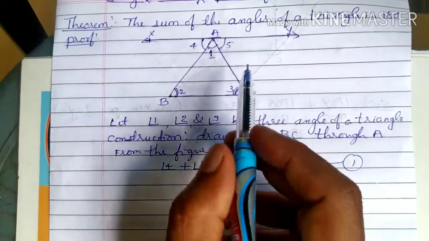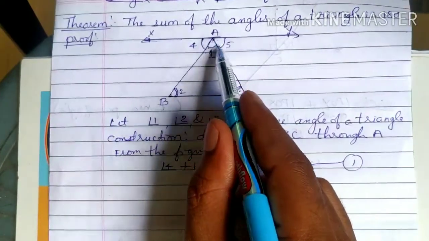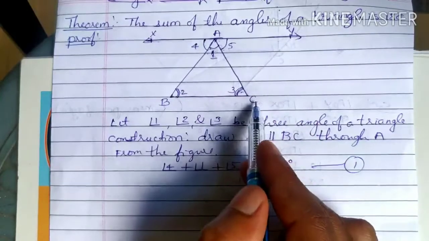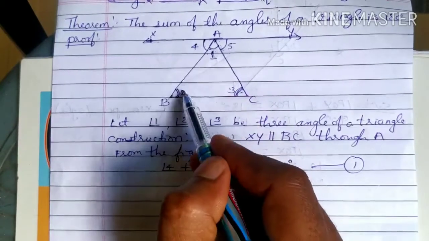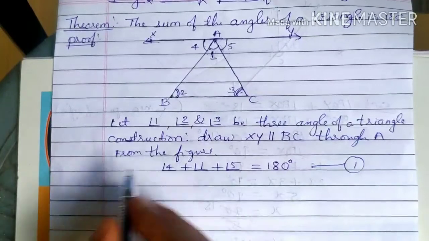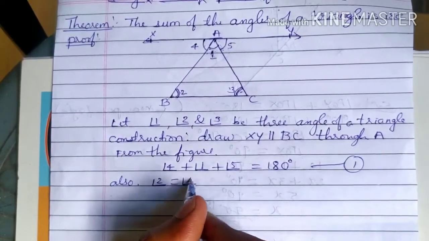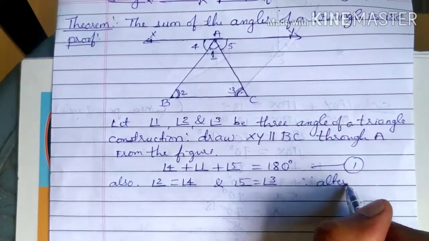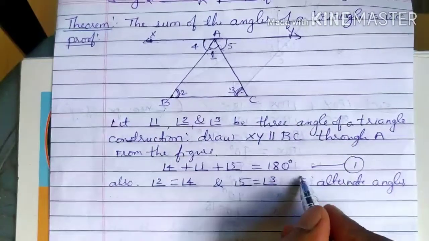Now in the figure you can see that XY is parallel to BC. That means there are two parallel lines and transversals. If I consider AC as a transversal, then angle 3 and angle 5 are alternate angles. If XY and BC are parallel, these two angles must be equal. In the same way, if I consider AB as a transversal, angle 4 and angle 2 are alternate angles, so these two angles will be equal. Also, angle 2 is equal to angle 4 and angle 5 is equal to angle 3, because they are alternate angles. XY and BC are parallel, therefore alternate angles will be equal.